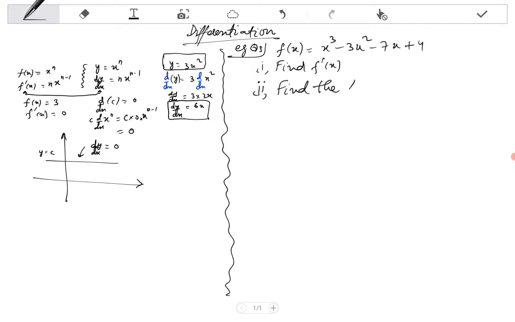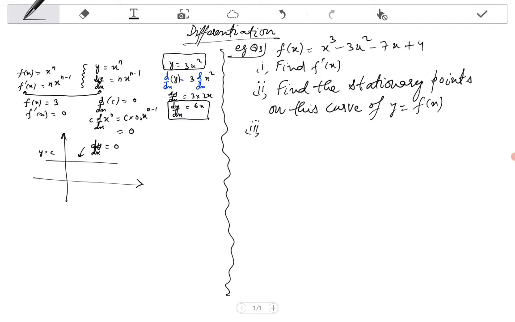the stationary points on this curve of y equals to f of x.